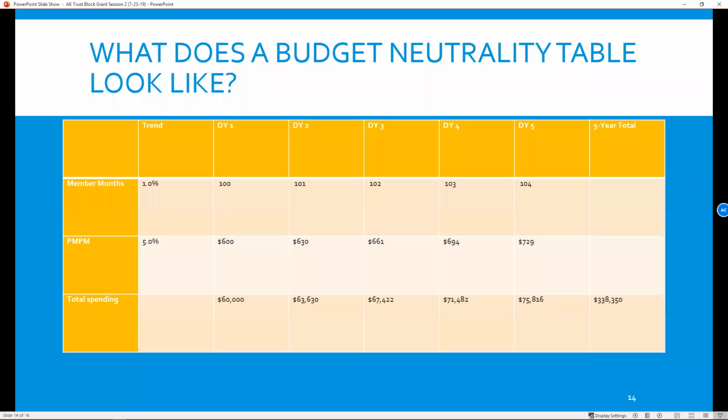That was great. Okay, so again, what you're looking at here is just to try to illustrate how this works, using very simple, totally made up numbers. It doesn't matter whether this is with waiver or without waiver. The only point of this is so you can see how the math works. So in the top row, we've got a trend line column, and then for each demonstration year, each DY, 1, 2, 3, 4, 5, we're going to look at member months, we're going to look at per member per month, and we're going to look at total spending. And then in the very last column, that will give us a 5-year total.